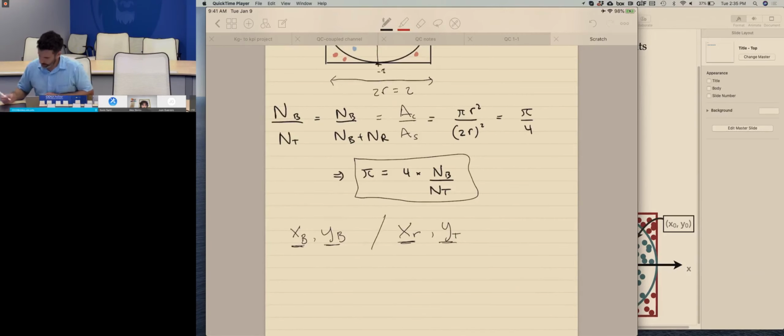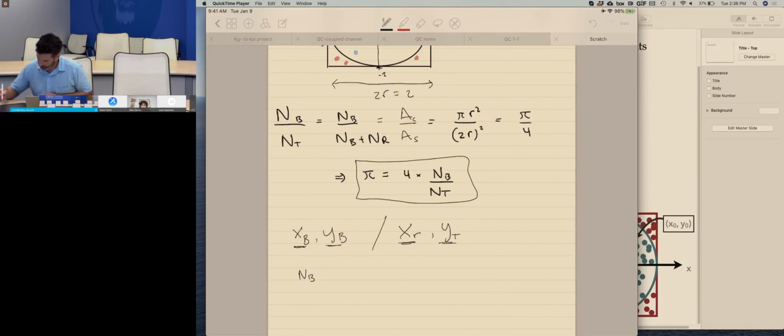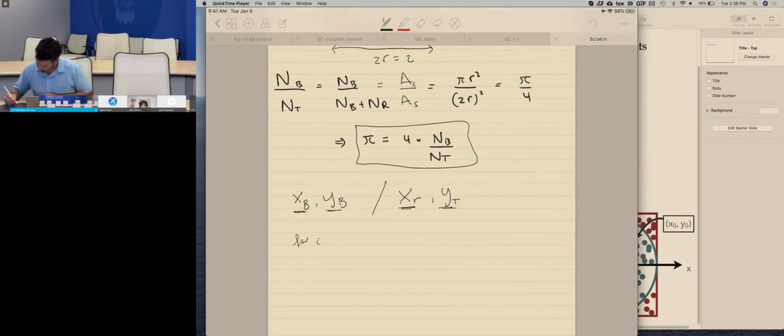All I need to know is the total number in blue. Once you've gone through a list, you can imagine doing a for loop: for i in range NT, let's say. So NT is the total number of points that you want.